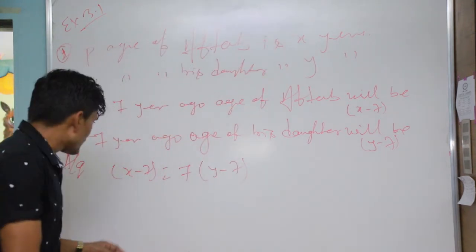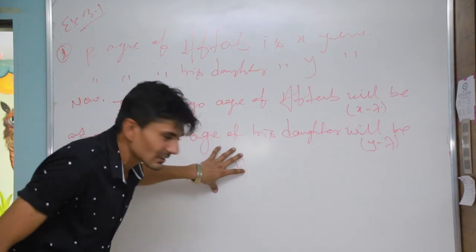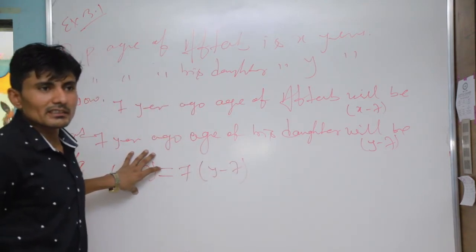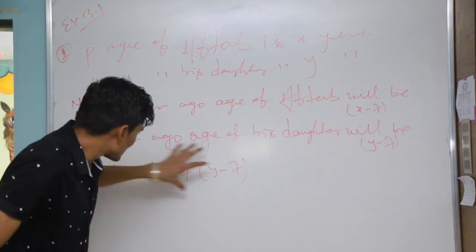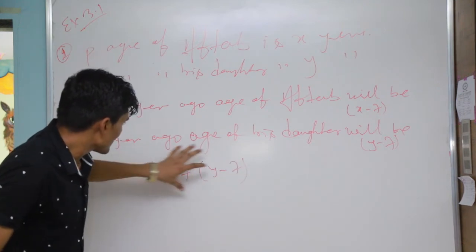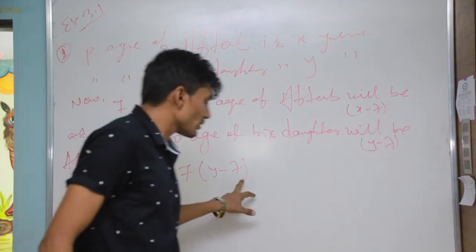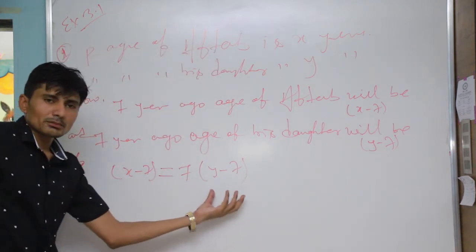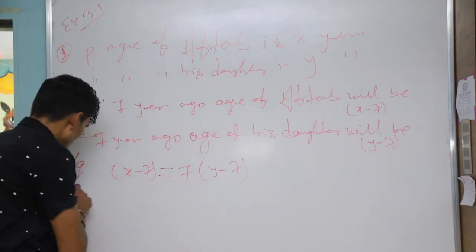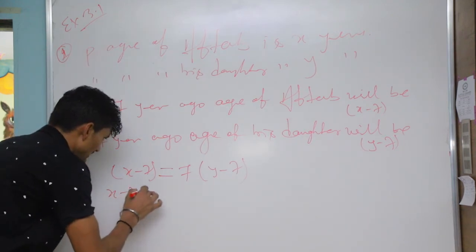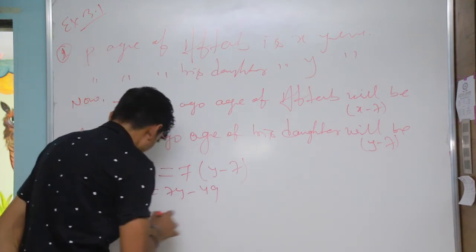Due to that, if we are putting the sign of equality, that means this will be equal to this, because Aftab is 7 times older than his daughter. In which condition will the age of his daughter and his age be equal? If we multiply 7 to the age of his daughter, then LHS and RHS will be equal. So we are multiplying the 7 with the y minus 7. So now let's solve the equation. That means x minus 7 is equal to 7y minus 49.